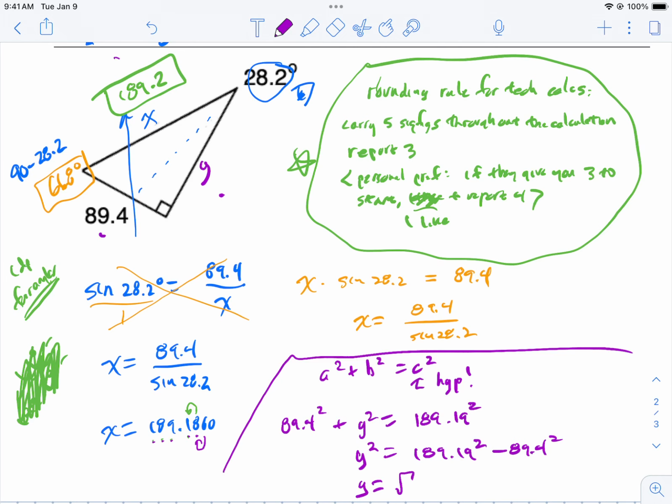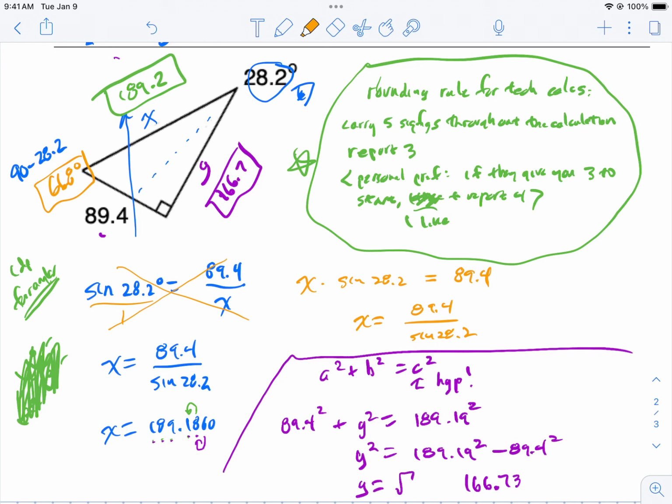Boom. 166 point, to 5 sig figs it would be 7.3. The 3 is followed by a 4, so to 5 sig figs it would be 166.73. In my report, I'm going to put 166.7. And there we go. We have solved that right triangle. We found all the missing information.